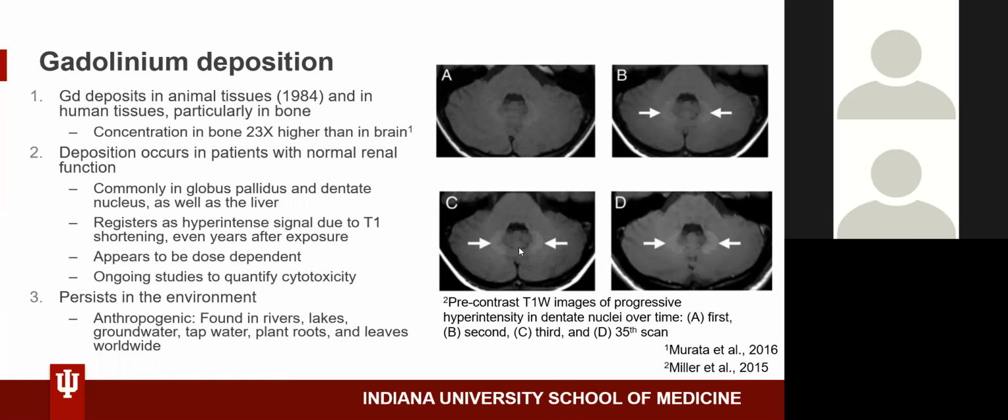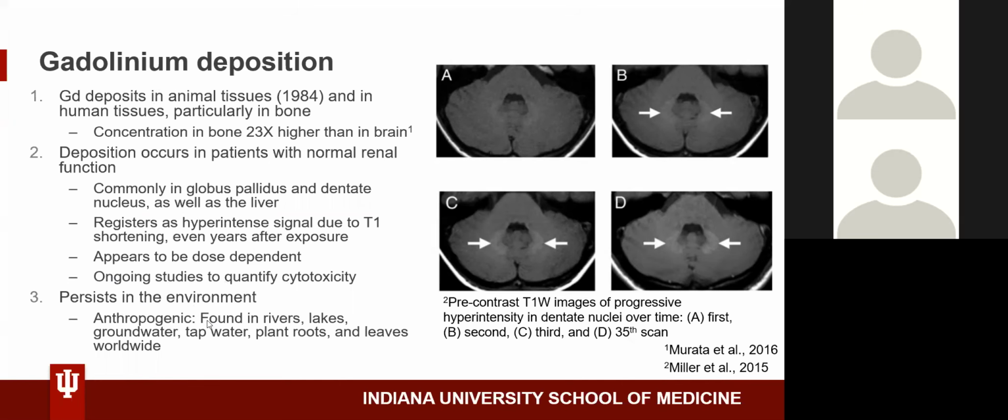increased deposition of gadolinium. So it appears to be dose dependent, but there are a lot of ongoing studies, and it's a pretty hot topic in research right now to try to quantify the cytotoxicity of gadolinium, particularly in the brain. And it's also worth noting that because of the increased administration of GBCAs in patients, gadolinium does go on to persist in the environment.